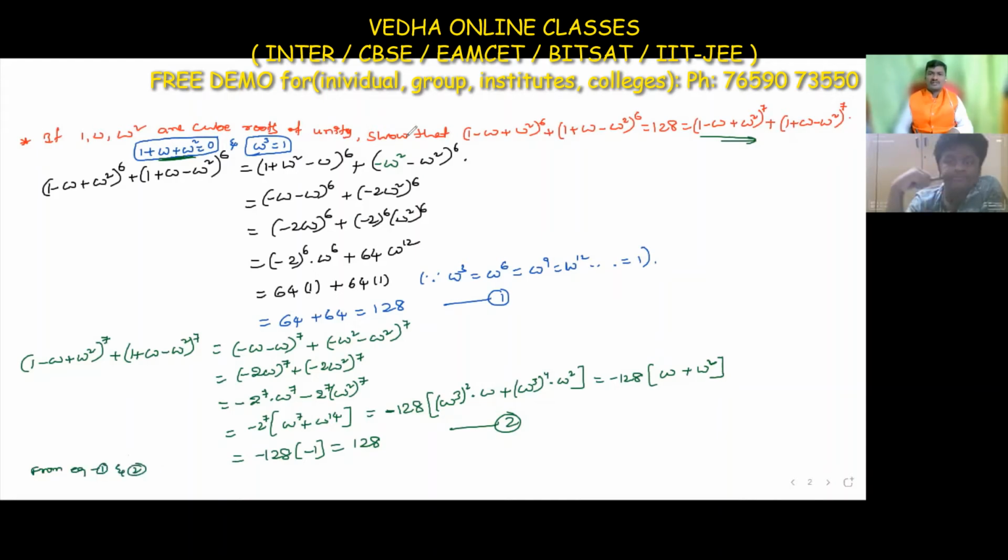So what we get? Therefore, (1 minus omega plus omega square) power 6 plus (1 plus omega minus omega square) whole power 6 is equal to 128, and the second part is also equal to 128. So both are equal to 128. By combining this, we can write it like this: whole power 7 and (1 plus omega minus omega) power 7. This is the required solution. Understood?